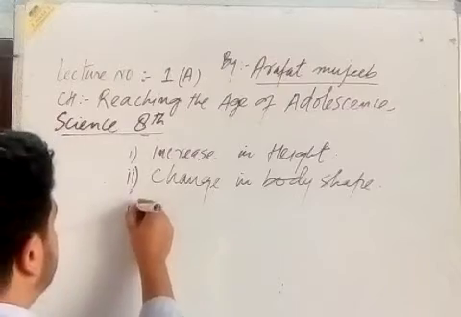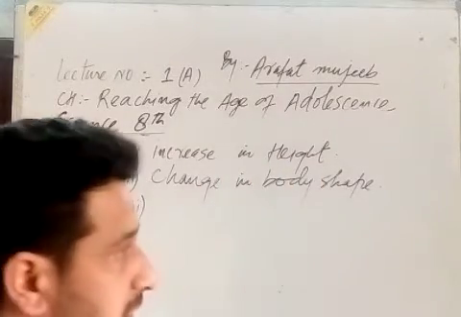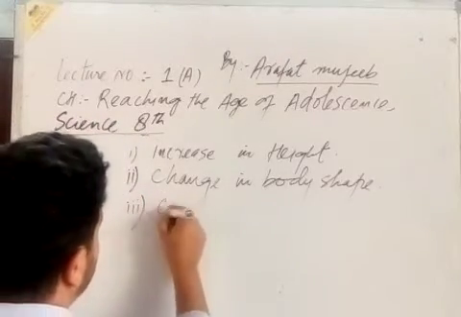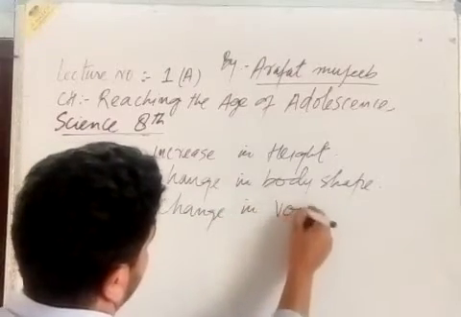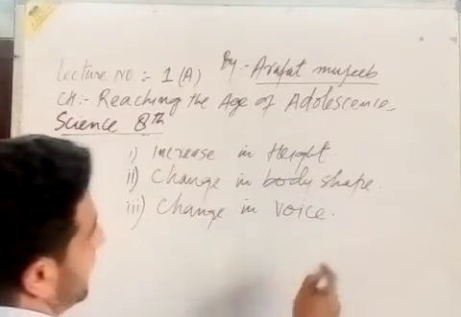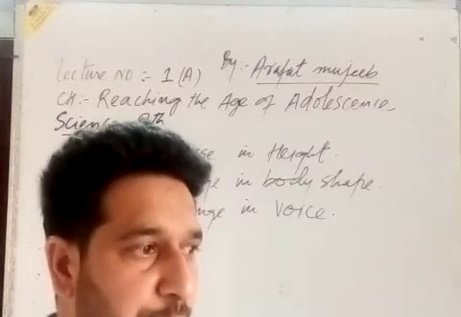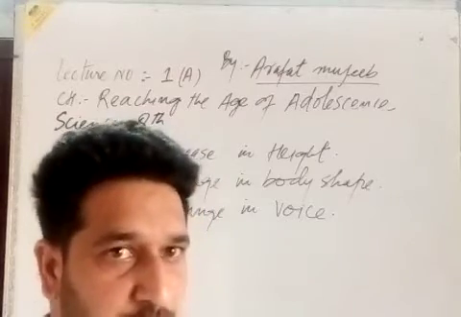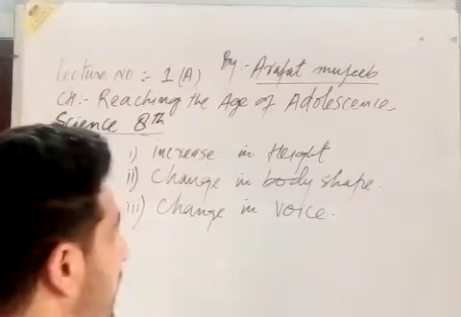Then third, both boy child and girl child are considered adolescents, is the change in voice. That means they develop the vocal cord at this age, and there is an absolute change in their voices.